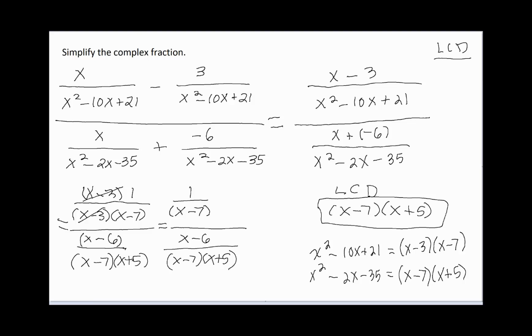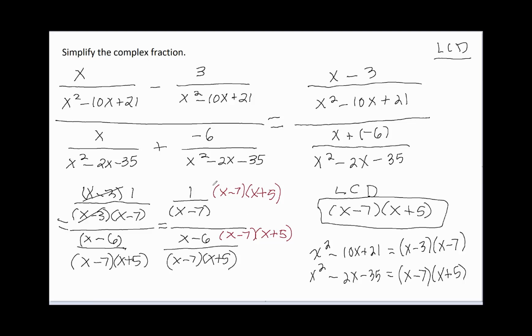So now I'm going to do my multiplication with my LCD. So in this numerator, I'm going to multiply by x minus 7, x plus 5. And because this is a fraction, if I multiply the numerator by something, I must multiply the denominator by the exact same thing. So I'm going to multiply it by x minus 7, x plus 5.